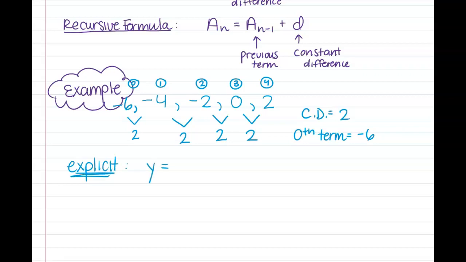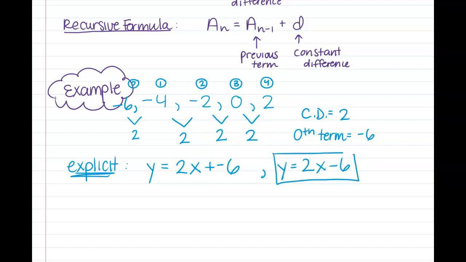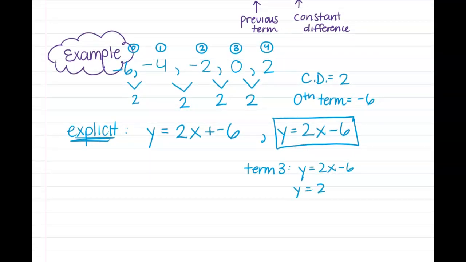So then our explicit formula will be y equals, and our m is our constant difference, so 2x plus our 0th term, which is -6. You could just say y equals 2x minus 6 as well. That's probably what I would do. Plus -6 is also fine. And now to check, you should be able to plug in any of these term numbers and get your value. So let's look at term 3. This means that if we plug in 3 for x, we should get 0. So let's see. Term 3, y equals 2x minus 6, y equals 2 times 3, because again that's our term number, minus 6. 6 minus 6, that's 0. So our third term should be 0, and it is. So that's kind of one way to check if you did it right.